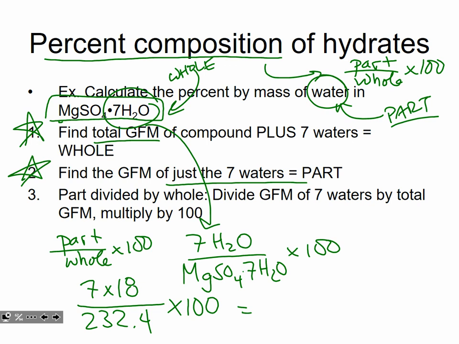That gets us 48.2% water. So again, part over whole in percent composition, it's no different with hydrates. It's just typically in hydrates we talk about the percent water, so the part is going to be the mass of the water that contributes to the overall gram formula mass, and the whole thing is going to be the gram formula mass of the entire compound.